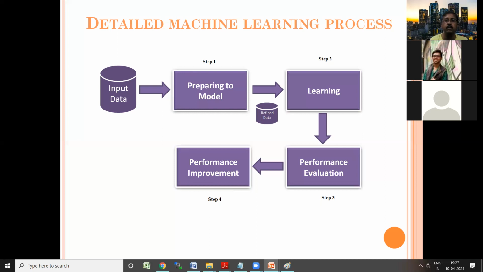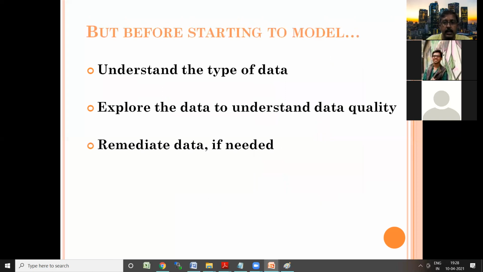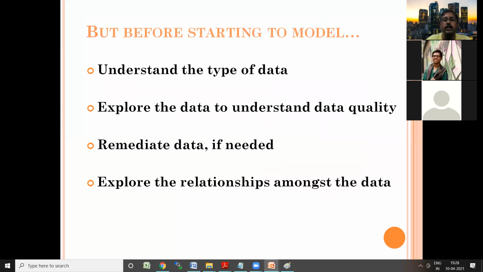What do we mean by exploration? We have to look at the data and figure out whether the data is good enough to start with the model training. That portion is called data exploration, and that is part of step one of the machine learning process, right? So what do I do to do that? We have to understand the type of the data, the different nuances of the data, the quality of the data, and if needed, we need to remediate the data. And also another very important step is we need to explore the relationship amongst the data.